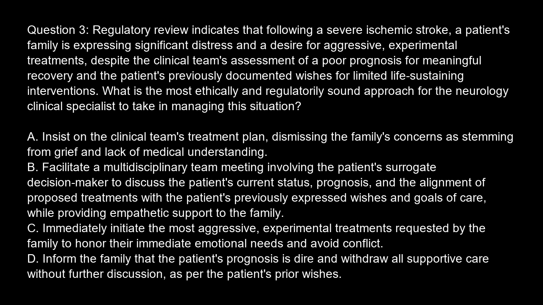Option A. Insist on the clinical team's treatment plan, dismissing the family's concerns as stemming from grief and lack of medical understanding. Option B. Facilitate a multidisciplinary team meeting involving the patient's surrogate decision-maker to discuss the patient's current status, prognosis, and the alignment of proposed treatments with the patient's previously expressed wishes and goals of care, while providing empathetic support to the family. Option C. Immediately initiate the most aggressive, experimental treatments requested by the family to honor their immediate emotional needs and avoid conflict. Option D. Inform the family that the patient's prognosis is dire and withdraw all supportive care without further discussion, as per the patient's prior wishes.